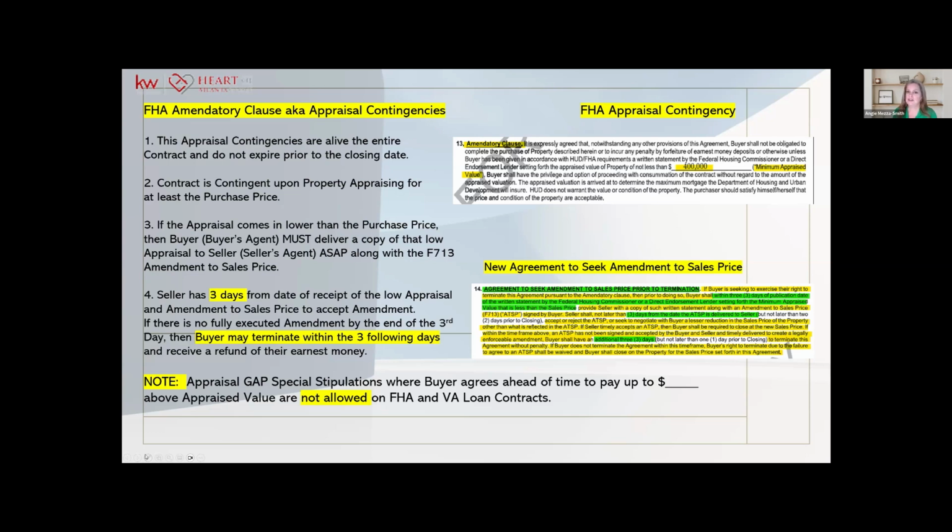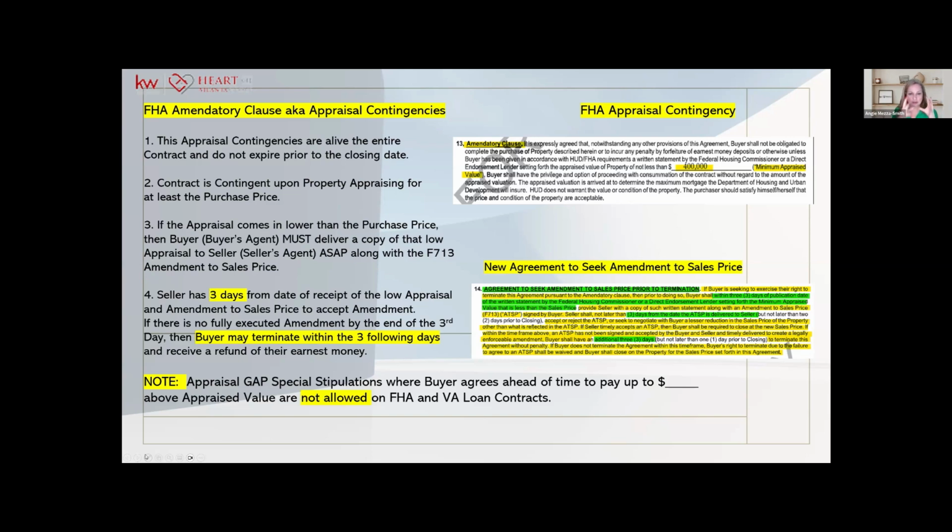So functionally, this works exactly like the previous conditions that we were talking about in the conventional appraisal contingency, where as soon as you get that low appraisal in, remember, it's alive the entire contract, so you're not worried so much about the deadline of the appraisal contingency because it's tied to the closing date. However, you have to have time to do all this.